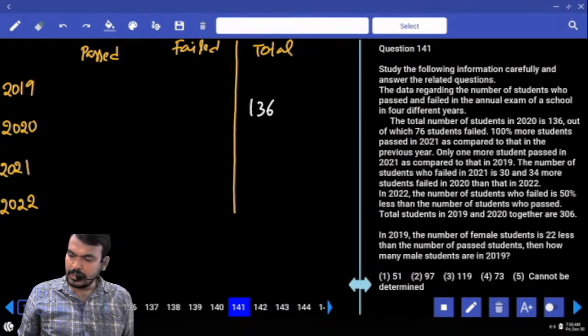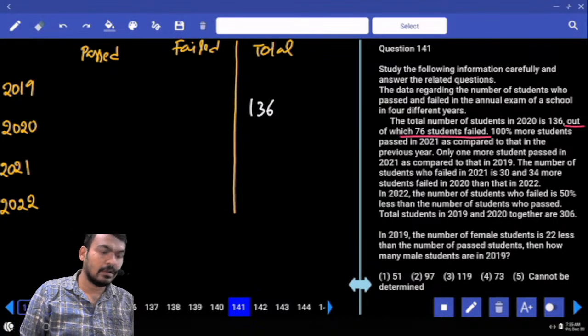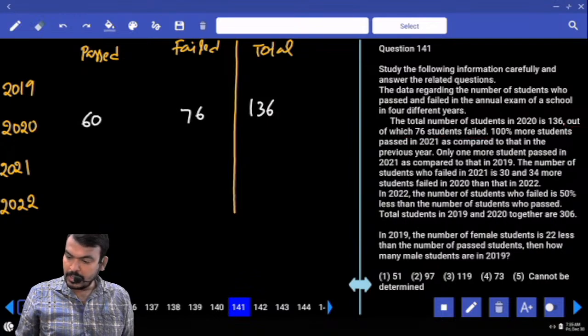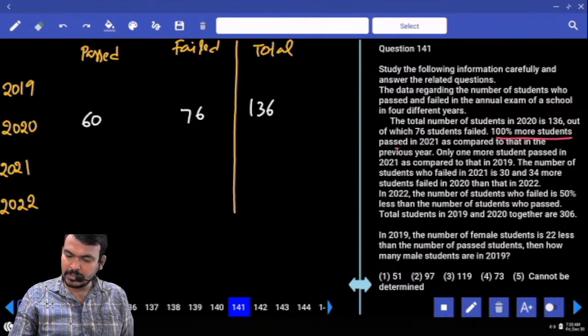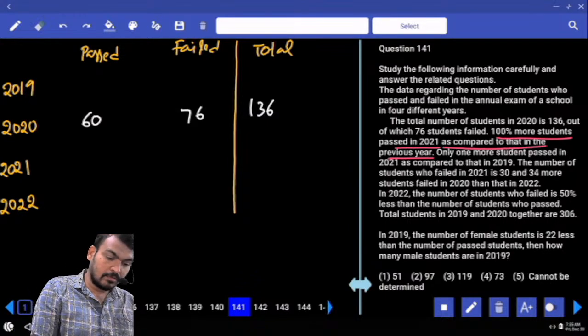136. Next, out of this 136, 76 students failed. In 2020, how many students failed? 76. Pass value is 60, or not? And 100% more students passed in 2021 as compared to the previous year. 100% more means what is 100% of 60? 60, or not? 60 plus 60, 120. That 120 passed in 2021, or not?